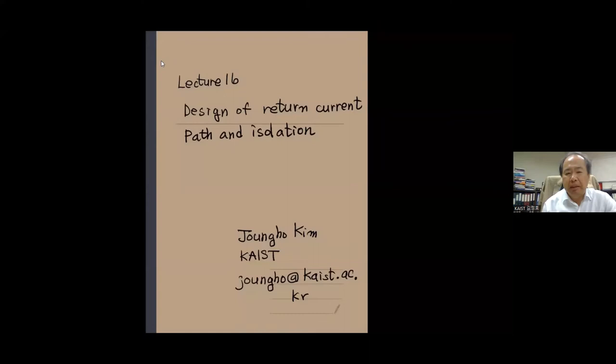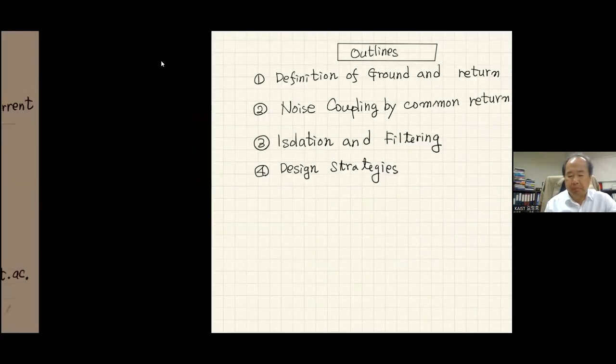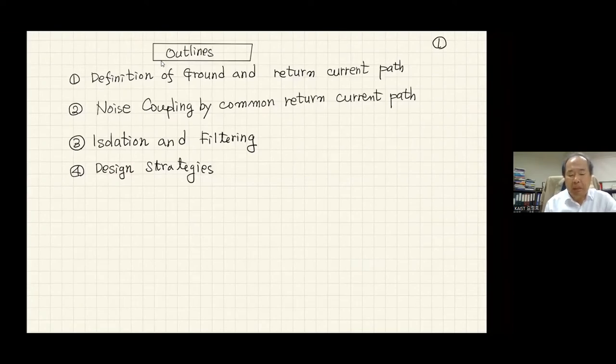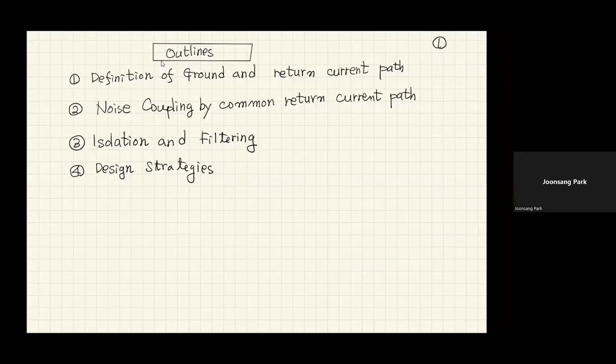At the final class, I'm going to talk about design of return current path and isolation. In other words, it is related to design methodologies and understanding about the ground design, especially for digital ground. At first, I'm going to start with definition of ground and return current path. There will be several different definitions of ground. I'm going to introduce them, and eventually I'm going to give you the correct concept of digital ground.